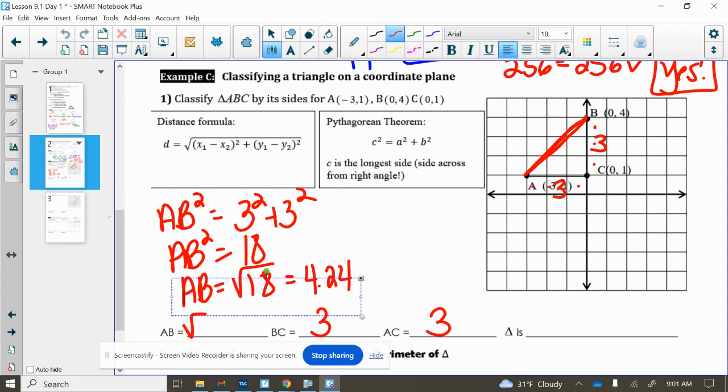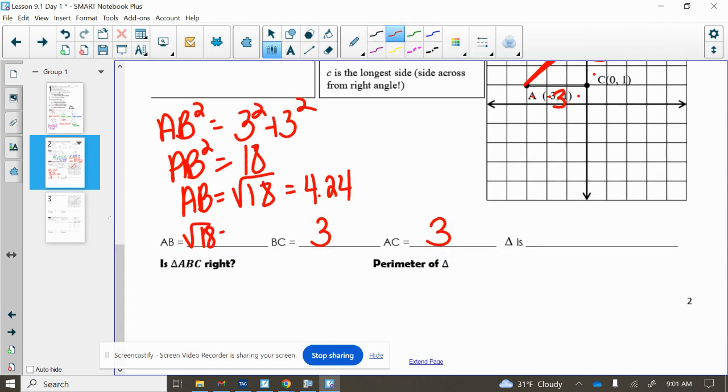So I'm going to write both of those down. Square root of 18, just for the exact answer, which is about 4.24. Now we can see from this info that we have 2 sides that are the same, but that third side is not. So our triangle is isosceles based on those sides.